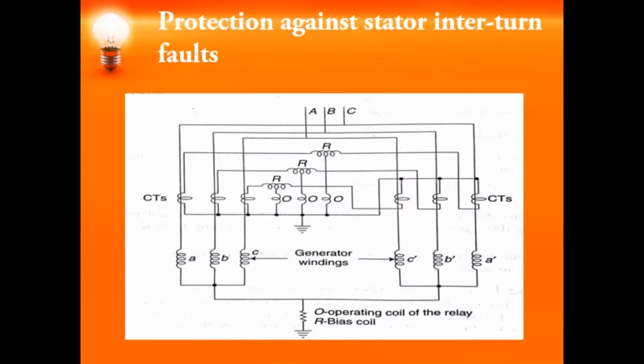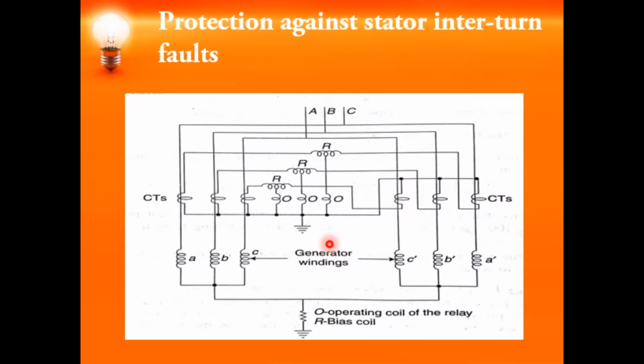So now we'll see how the generator can be protected against stator interturn faults. We have already seen a longitudinal percentage differential protection. This longitudinal percentage differential protection does not detect the stator interturn faults. So to detect the stator interturn faults, we need a transverse arrangement. So this is the transverse percentage differential protection, which protects the generator against stator interturn faults.